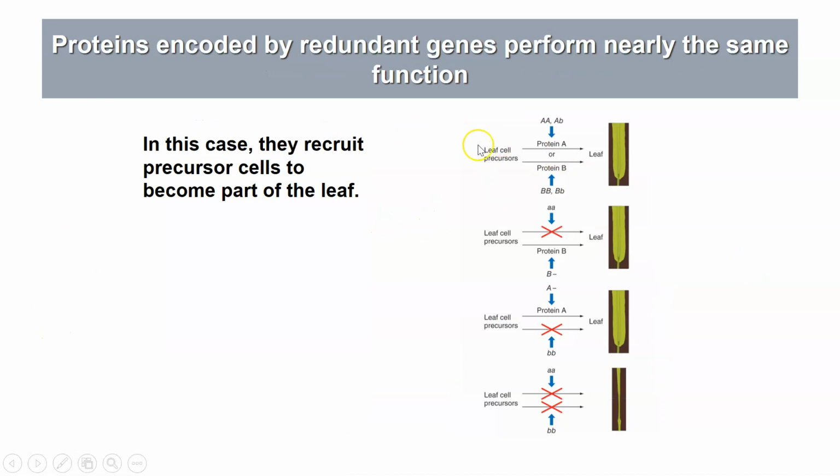And this is showing the idea, as long as you have a functional A or B, and that will happen for these first three genotypes, you're going to be able to recruit leaf cell precursors during development of the maize plant and produce these broad leaves. If you lack both protein A and B, that recruitment is not occurring, and the leaf is very skinny as a result.